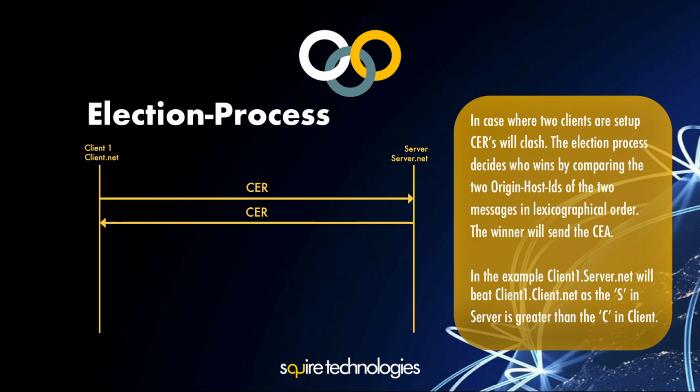And the election process decides who wins by comparing the two origin host IDs of the two messages in lexicographical order. So if you look here, his name will be client1.client.net, he'll be client1.server.net. We go along each one comparing who's the bigger. Of course, he comes through the S, so at the end of the day, server.net will win. Okay? So he sends the CEA back. He would disconnect his transport, because you can only have one transport layer. These are on different transport layers, they're not on the same transport layer.